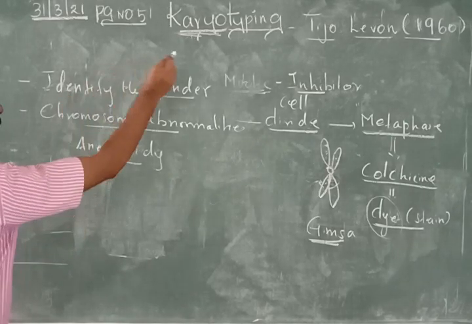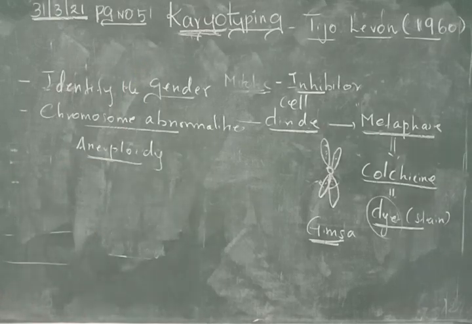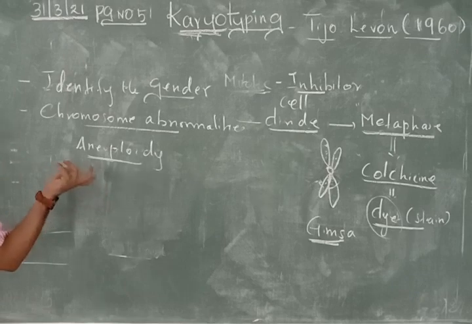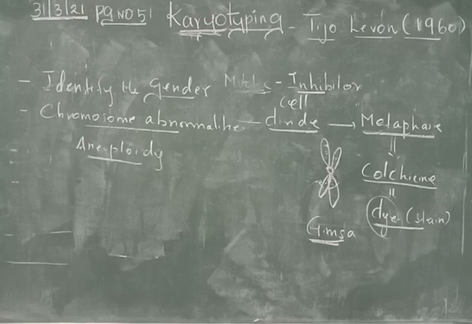So karyotyping is not only done for identifying genetic disorders, but we can also identify the gender, and any chromosome abnormality such as aneuploidy can be detected. In the sense, any gain or loss of chromosomes can be easily found out by karyotyping. Clear? Right. So that is what karyotyping is.